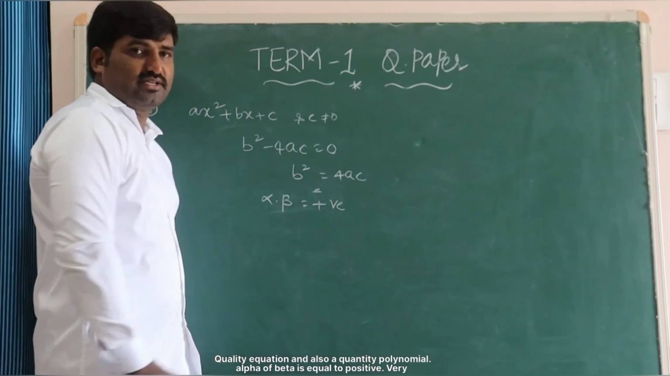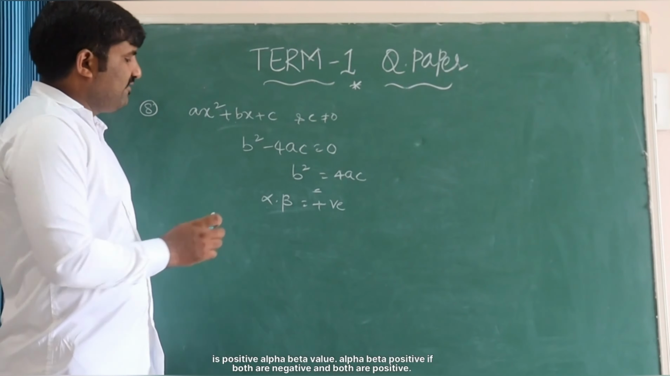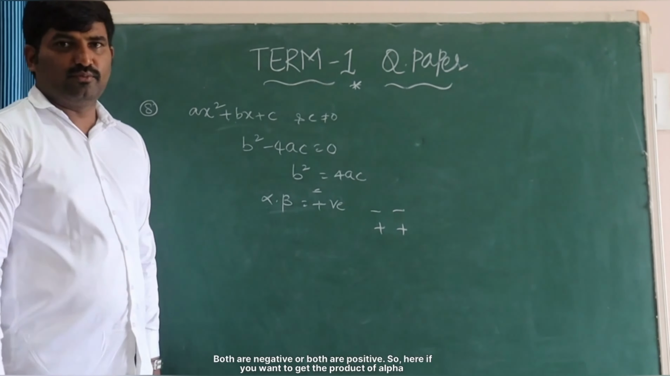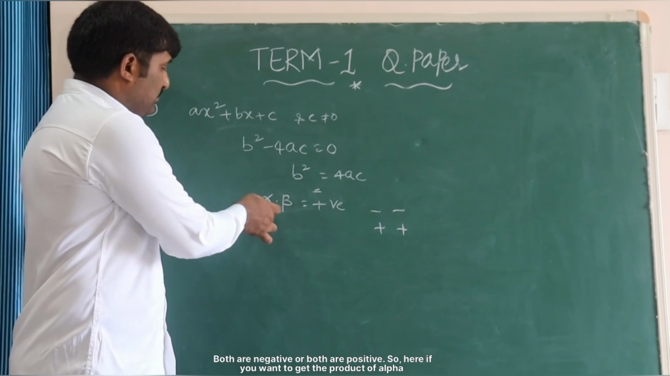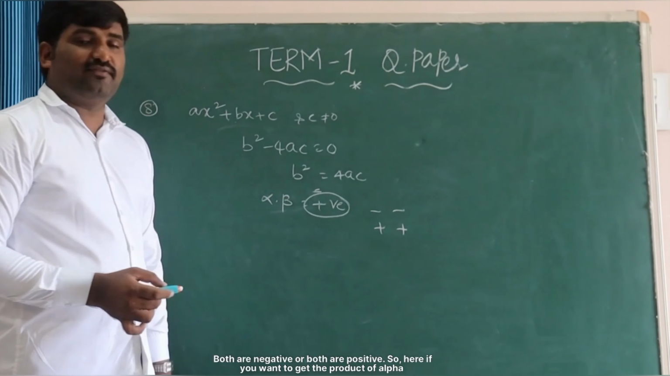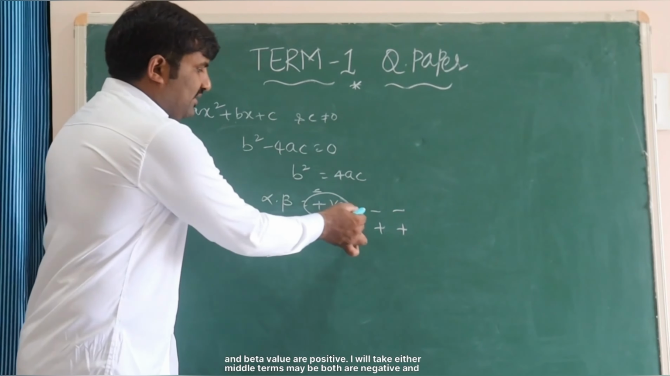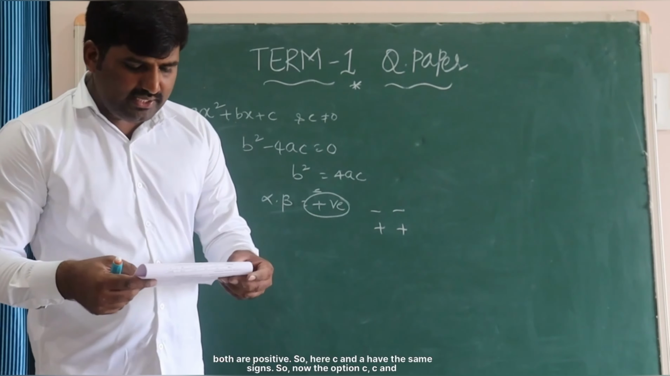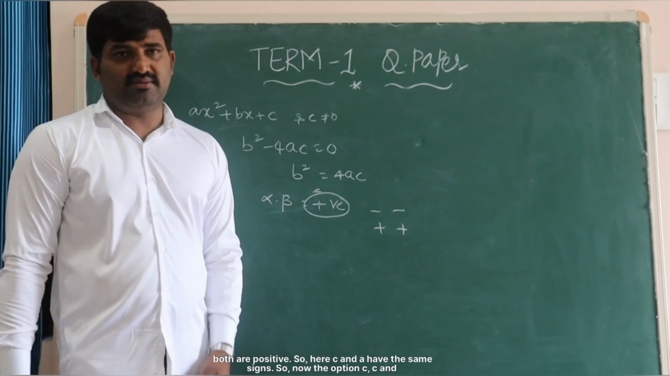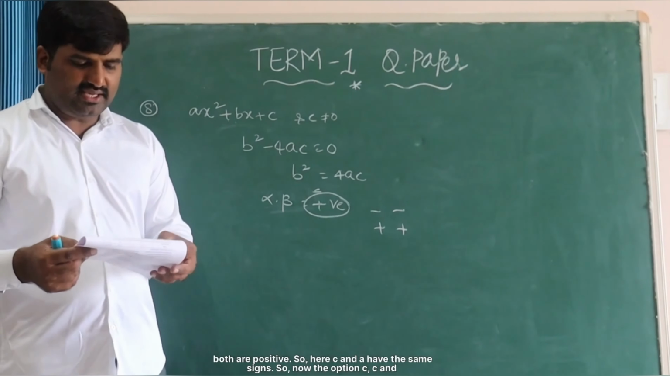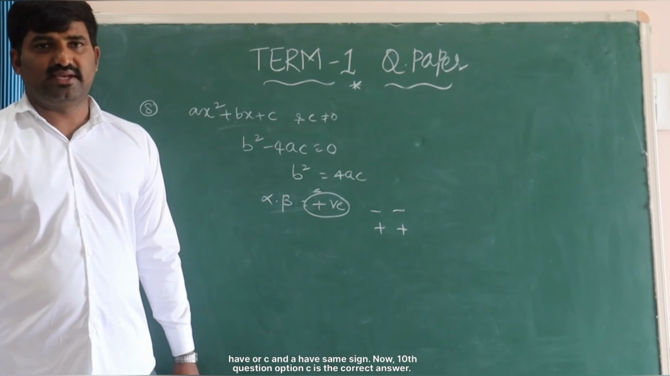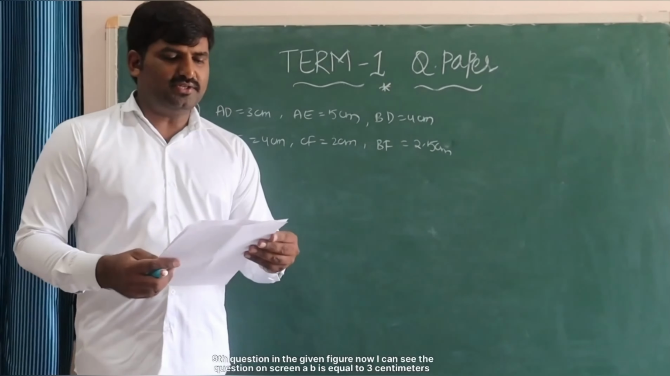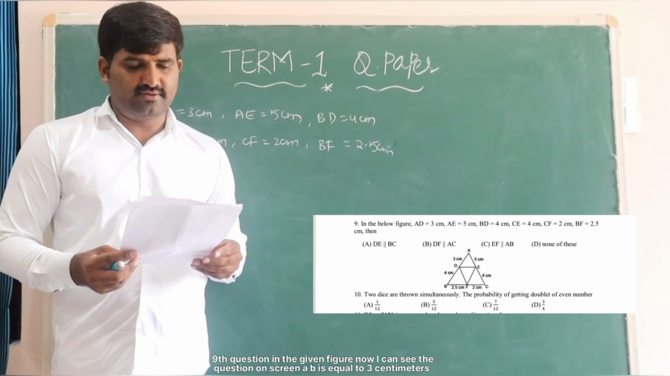Alpha beta is equal to positive. When alpha beta value is positive, both are negative or both are positive. So here, if you want the product of alpha and beta to be positive, I will take either both negative or both positive. So here c and a have the same signs. So option C, c and a have the same sign. Now 8th question, option C is the correct answer. 9th question, in the given figure, now we can see the question on screen.